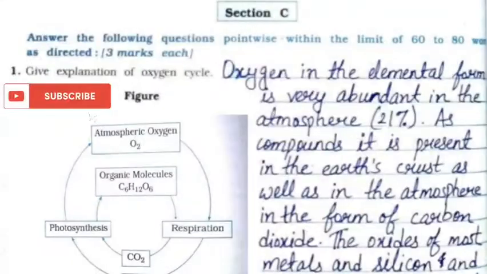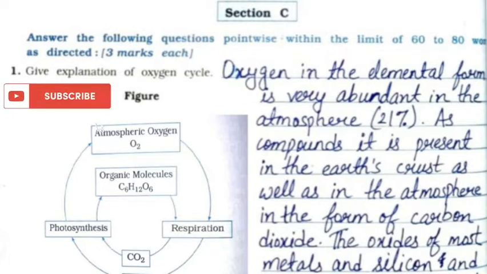Now we'll continue with section C. Answer the following questions point-wise within the limit of 60 to 80 words, means the 3 markers questions. First one is give explanation of oxygen cycle. So you can see the figure of oxygen cycle and the explanation is oxygen in the elemental form is very abundant in the atmosphere, that is 21%.